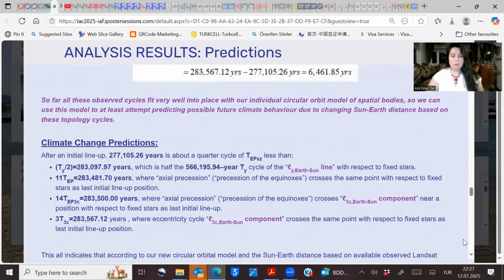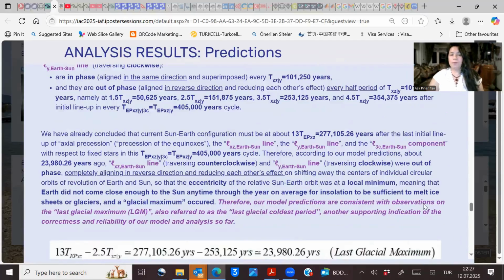Now, looking at our results regarding climate change, as we have found out that we are 277,105 years into the new 405,000 cycle period after the last initial lineup of the four components, about 23,980 years ago, the LXC line and the LY line were out of phase, completely aligning in the reverse direction and reducing each other's effect on shifting away the centers of individual circular orbits of revolution of Earth and Sun.